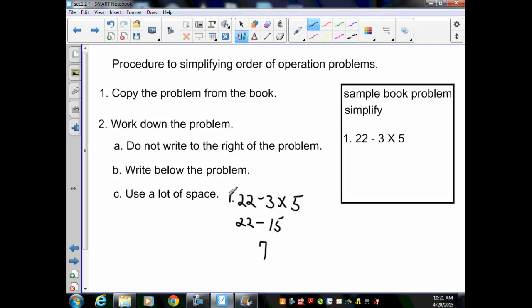So notice I copied the problem from the book. I worked down the page. I did not write my answers to the right, and I took a lot of space so I could actually see everything that I'm doing, and I can go back and look at everything that you're doing also.